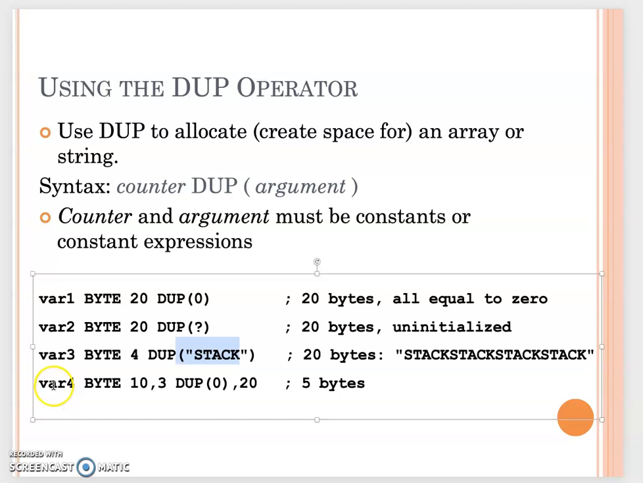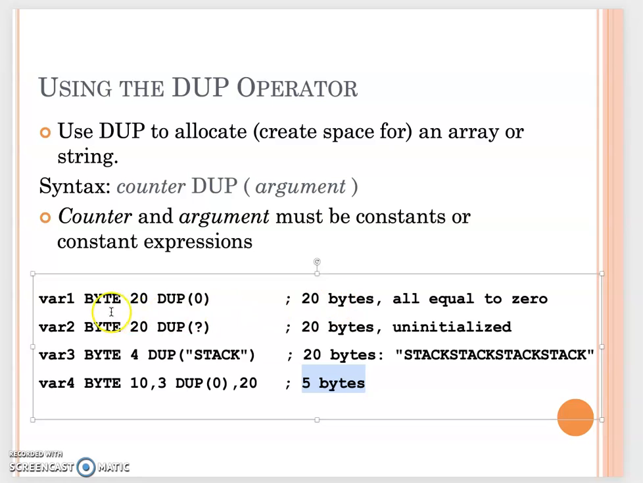This one means I start from val4, and each element size is byte. Let's have one value, 10, first. Then you see a comma, and then you can have a DUP operator. I will have 3 DUP 0 followed by the 10. Then I have 20. That's why the total is 5 bytes.